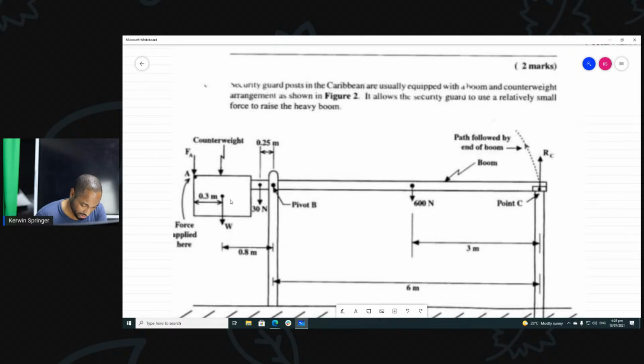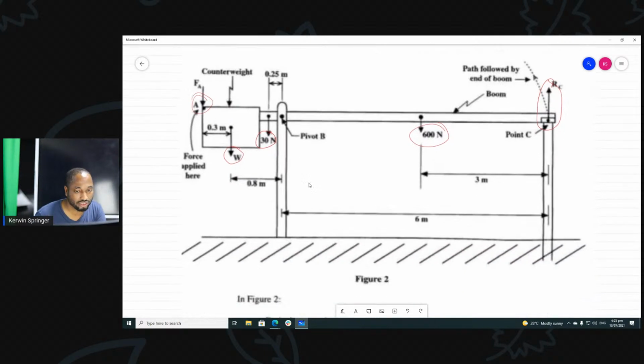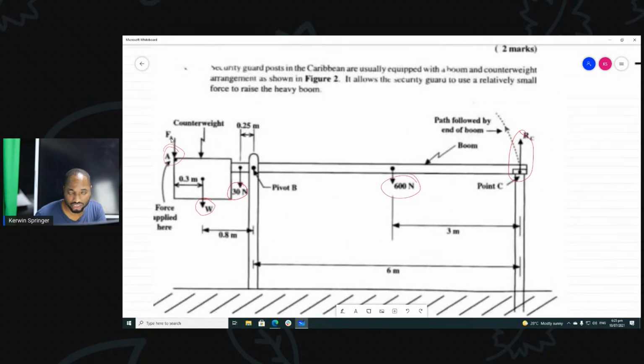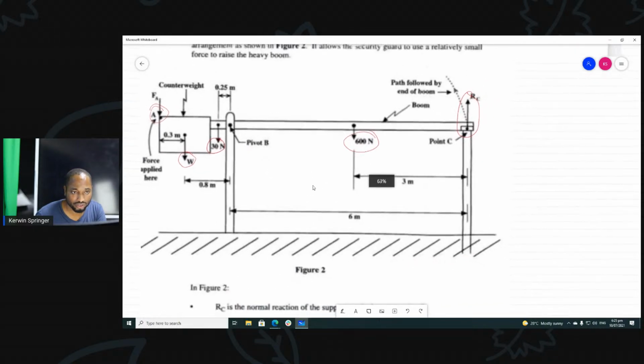So who is doing things? He is doing things. He as well is doing things. About pivot B. Oh look, that is doing things as well. This as well is doing things. You can ignore this, this is a tricky thing. That's the counterweight. So look at all of these forces. Is there any other force here? And what did they want us to do? They wanted us to do WRC and FA about pivot B, so the total anti-clockwise.